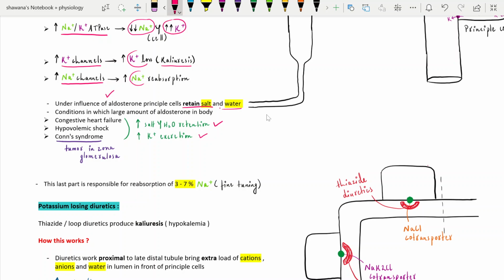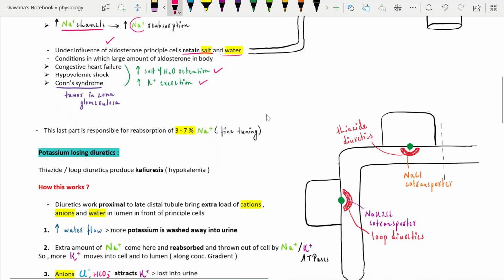Now you know why, under the influence of aldosterone, there is sodium and water reabsorption and potassium excretion, that is kaliuresis. The late distal tubule and the cortical collecting tubules are responsible for the reabsorption of 3 to 7% of sodium, to be more specific, because 65% of sodium has already been reabsorbed in the PCT, 25% in the thick part of the ascending limb of loop of Henle, and approximately 5 to 6% in the early distal tubule. So what is remaining? Maybe 3 to 7%.